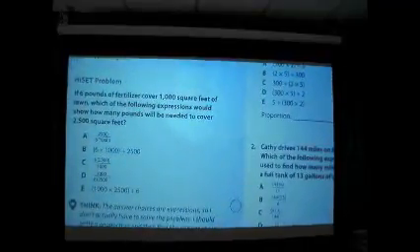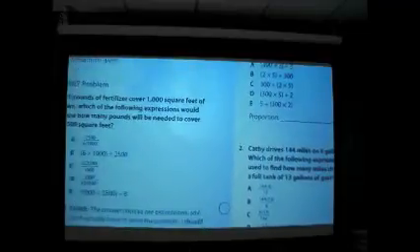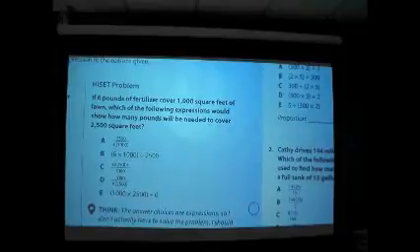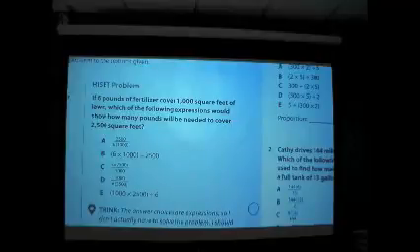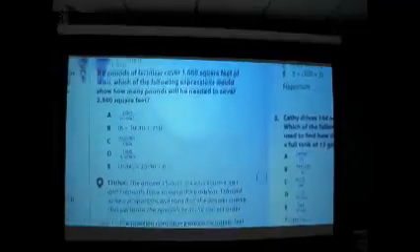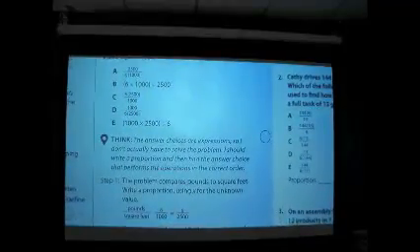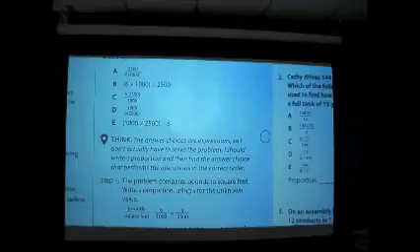Now we're going to go to the next column. HiSet problem. If 6 pounds of fertilizer cover 1,000 square feet of lawn, which of the following expressions would show how many pounds would be needed to cover 2,500 square feet? Okay. So, our thinking point here. The answer choices are expressions, so I don't actually have to solve the problem. I should write a proportion and then find the answer choice that performs the operations in the correct order.